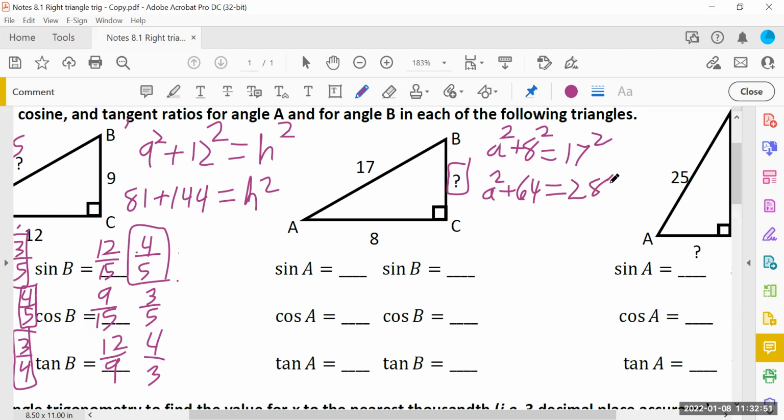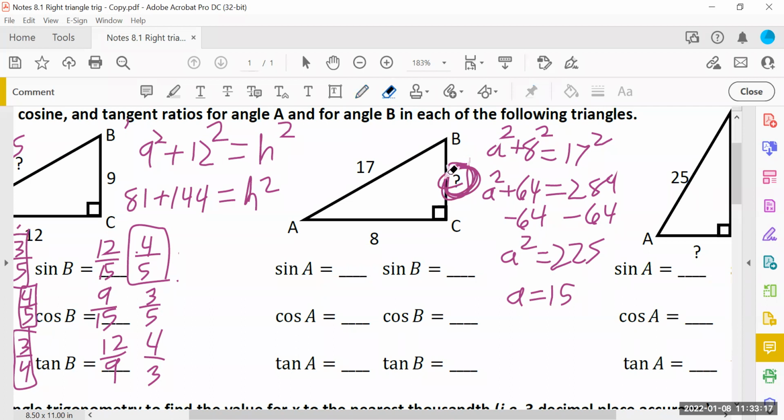But now, instead of those being on the same side already and me combining them, I'm going to have to subtract 64 from both sides. And that gets me, well, look at that, 225 again. So A squared equals 225. And we already found that the square root of 225 is 15. So that missing side right here is 15.